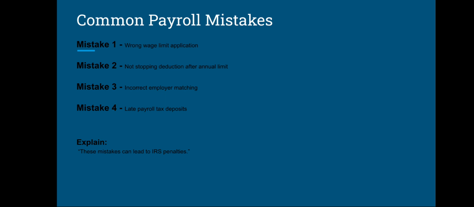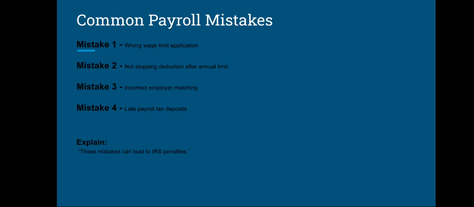Then mistake 3 is incorrect employer matching. The percentage of employee contribution is 6.2%, and the same for the employer, that is 6.2%. But the mistake could be that the employee portion is mentioned as 6.2%, but the employer portion is mentioned as 6.4, 6.5 or 7.6. So that could be mistake number 3.